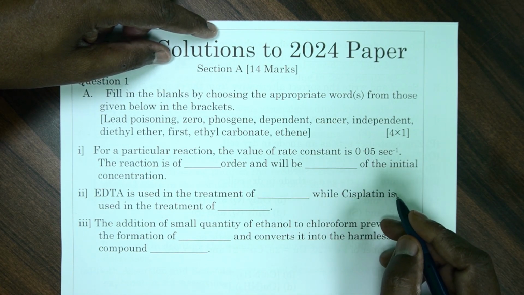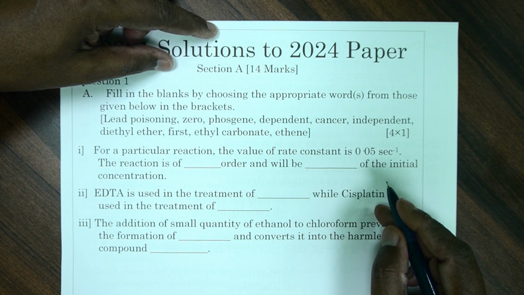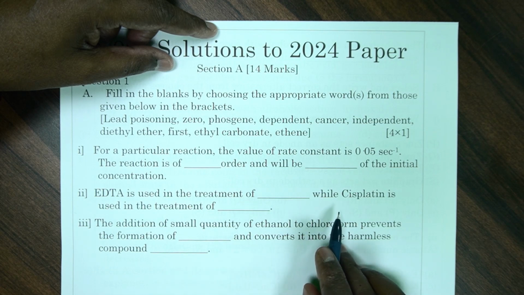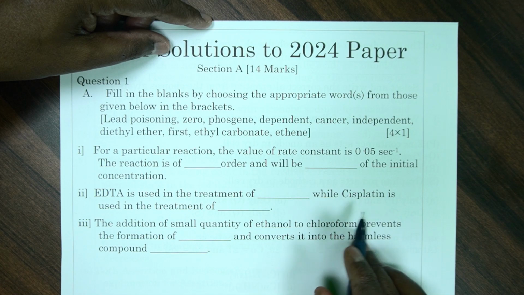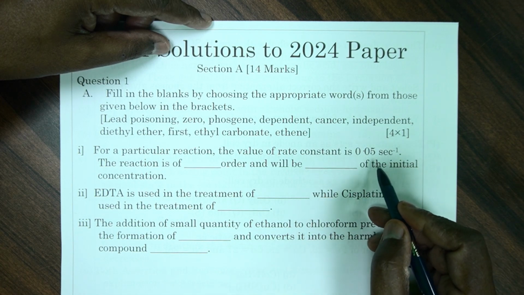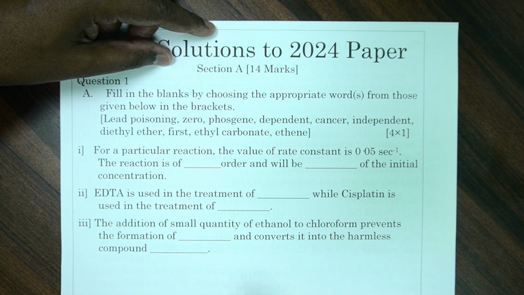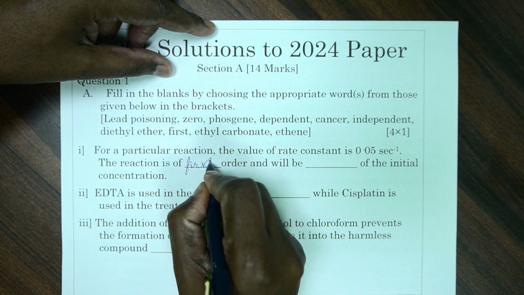For a particular reaction, the value of rate constant is 0.05 per second. The reaction is of dash order and will be dash of the initial concentration. So what will fill here? Now the unit here, 0.05 per second, shows it is a first order reaction. So the first blank will be first order. You will write first order.